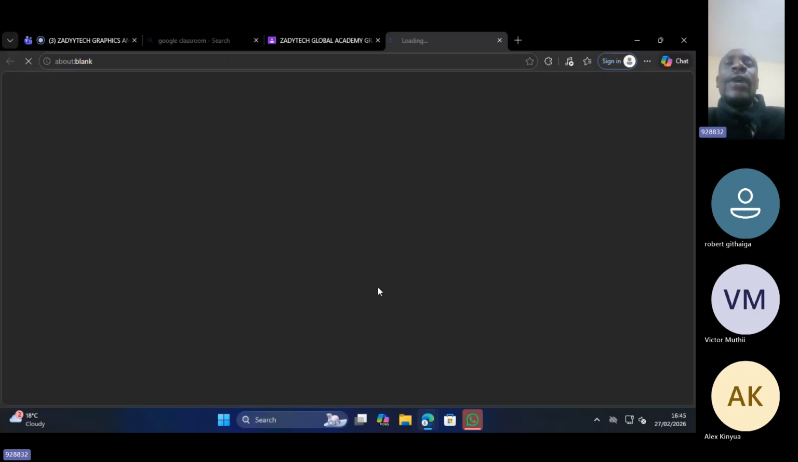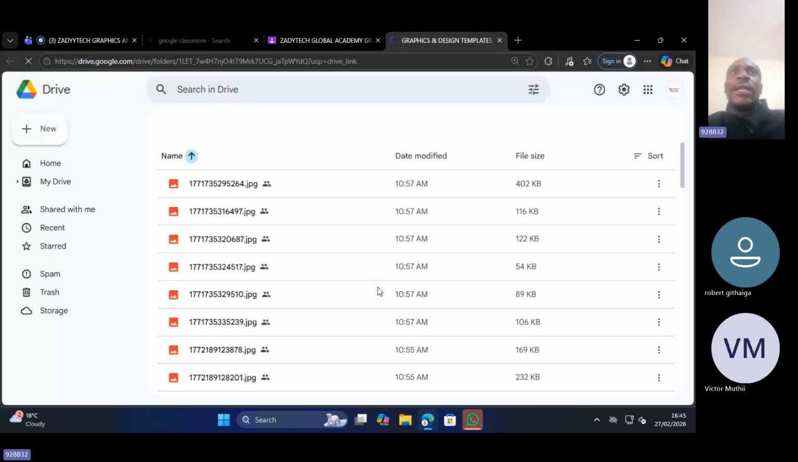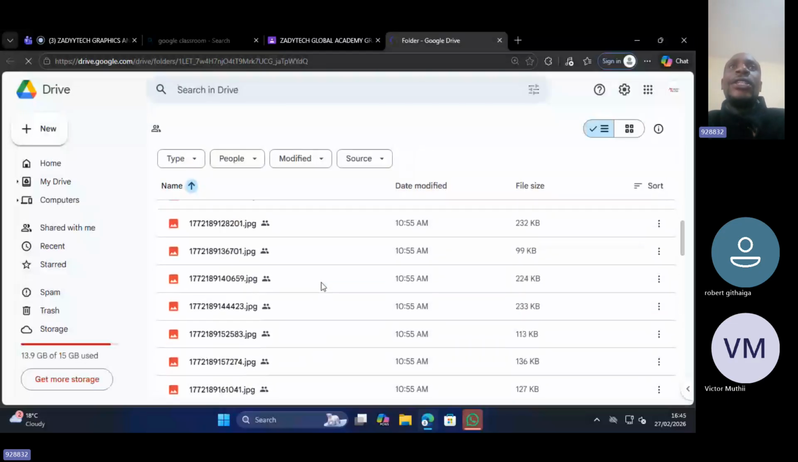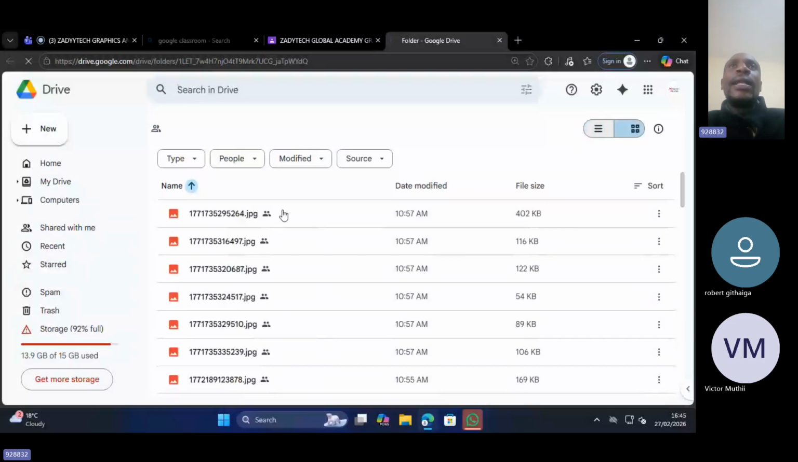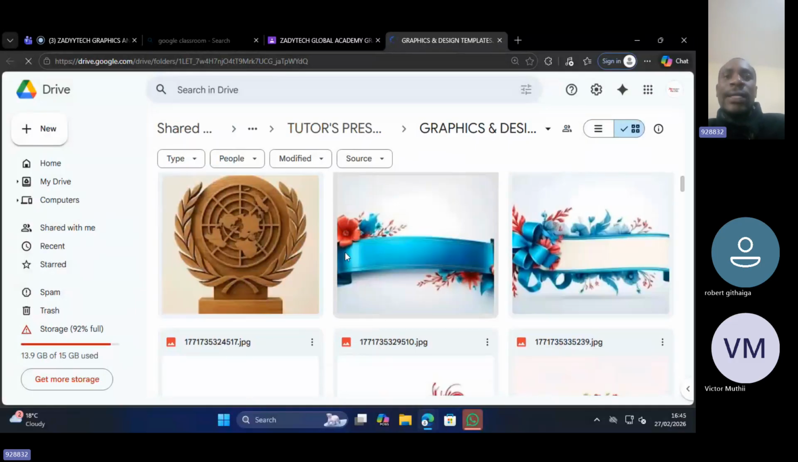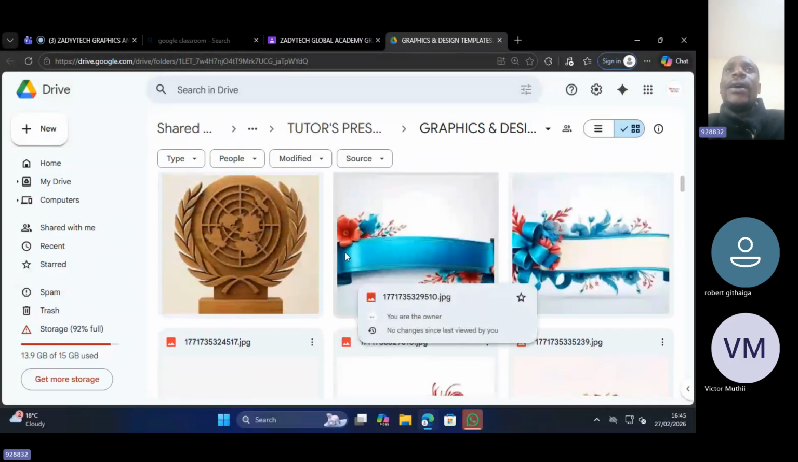For example, if I click on that link, let's see what opens there. So I'm opening that link for what? For templates. Amazing. You can see very many templates are here. Simply you can click or open the templates so that you can see whatever you want. Those are just some of the templates that you can get here in your Google Classroom that can help you in design.